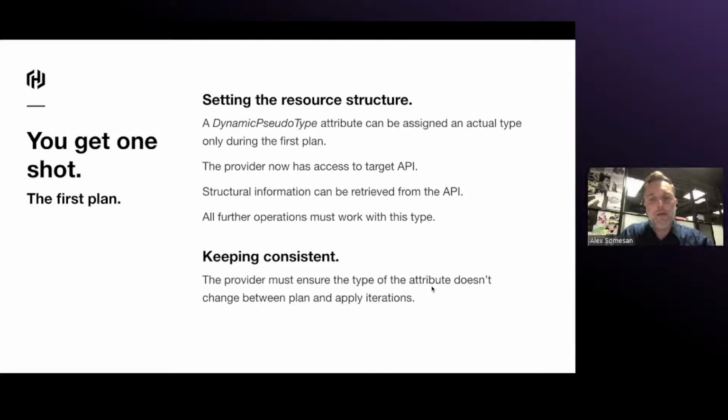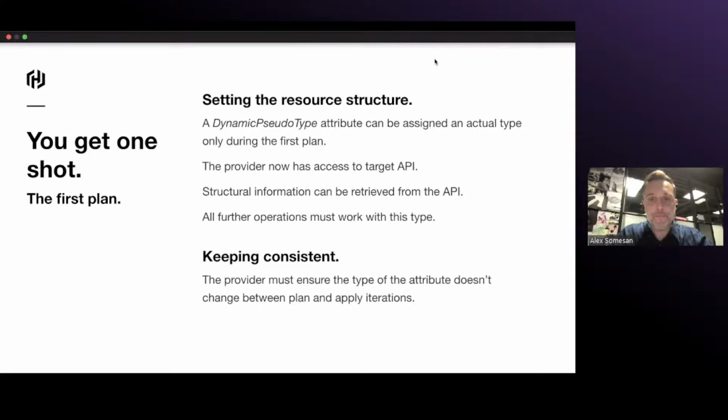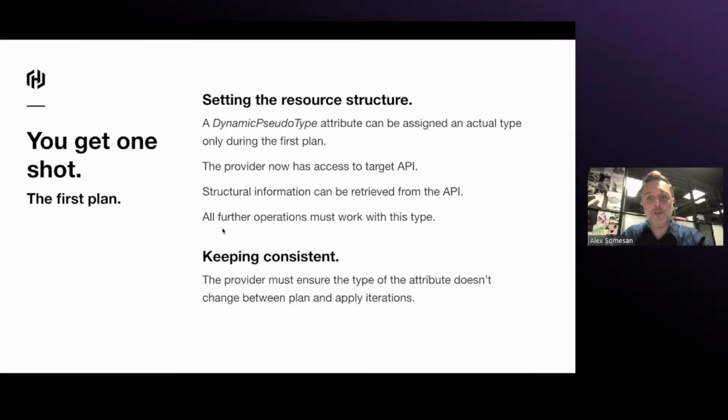Okay, so I mentioned the word once. What is that about? As I talked about earlier, the Terraform core tries really hard to keep things consistent. And one of those consistency checks is that the structure or set of attributes defined for a resource does not change. And that doesn't actually make an exception for the dynamic pseudotype attribute that I showed earlier. What it actually means is that once you've set something concrete in a dynamic pseudotype attribute, you're committed to that type.